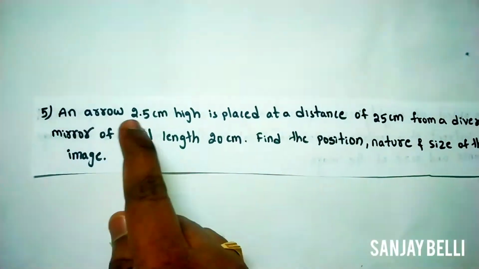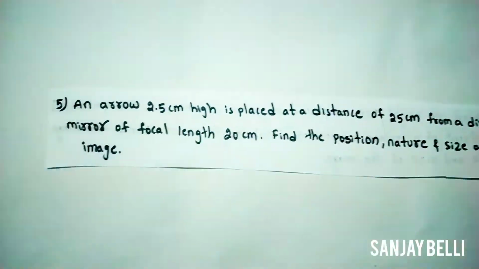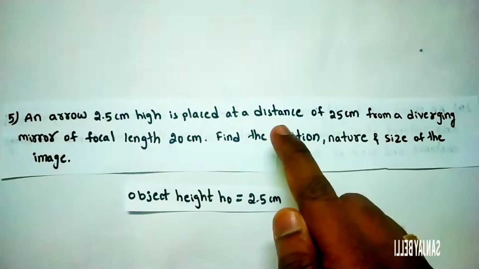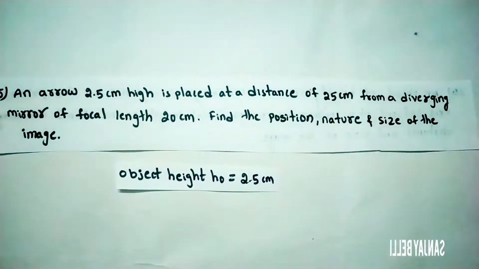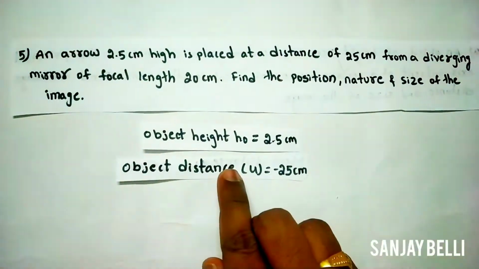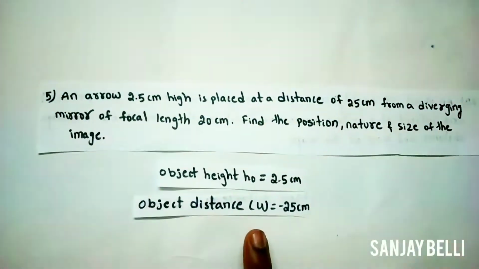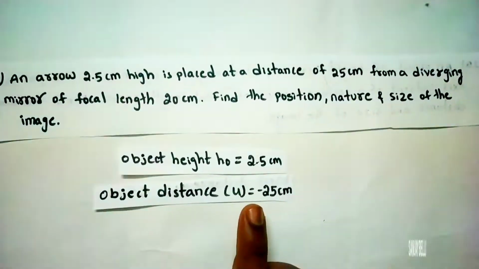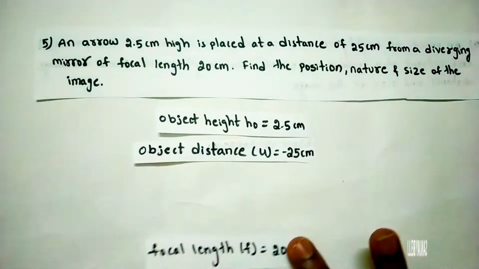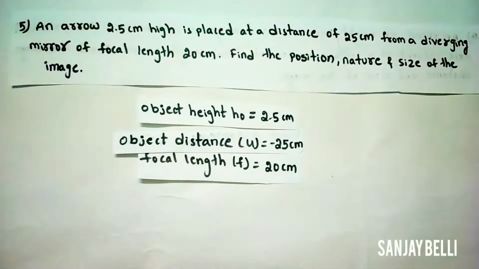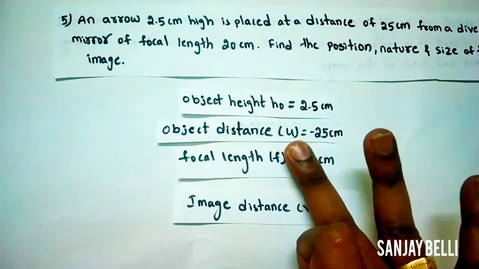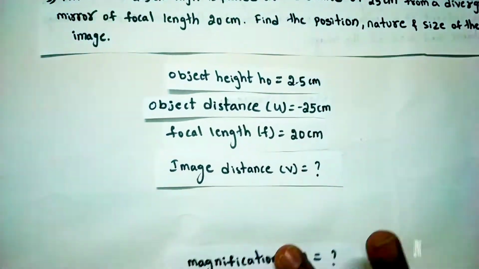So what is this 2.5 centimeters high? It is the object height, 2.5 centimeters. And 25 centimeters is nothing but your object distance. So object distance is minus 25 centimeters. They won't give the minus; we have to keep it according to the sign convention rule. And focal length is given as 20 centimeters. We have to find the image distance and the magnification.